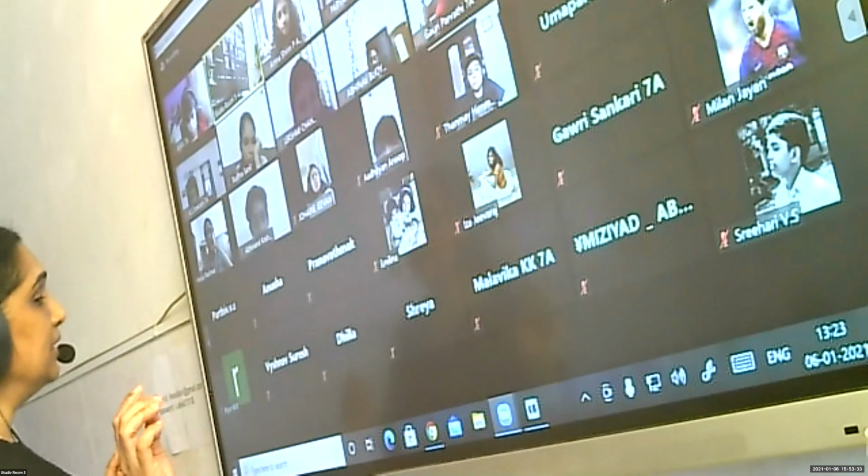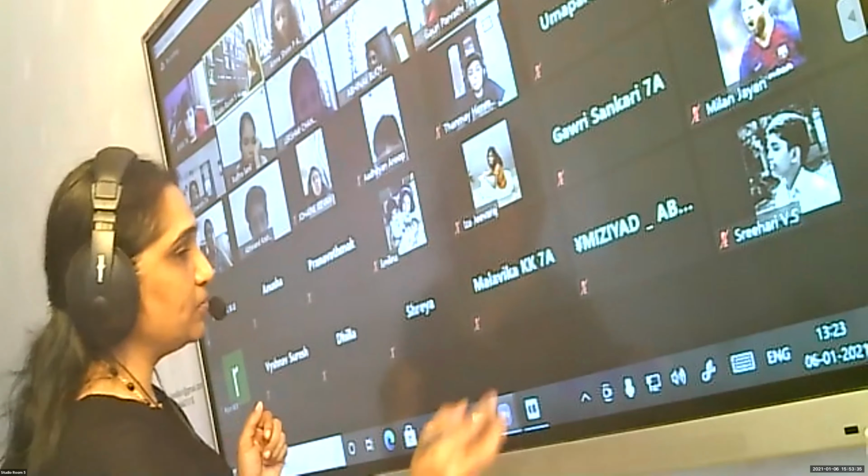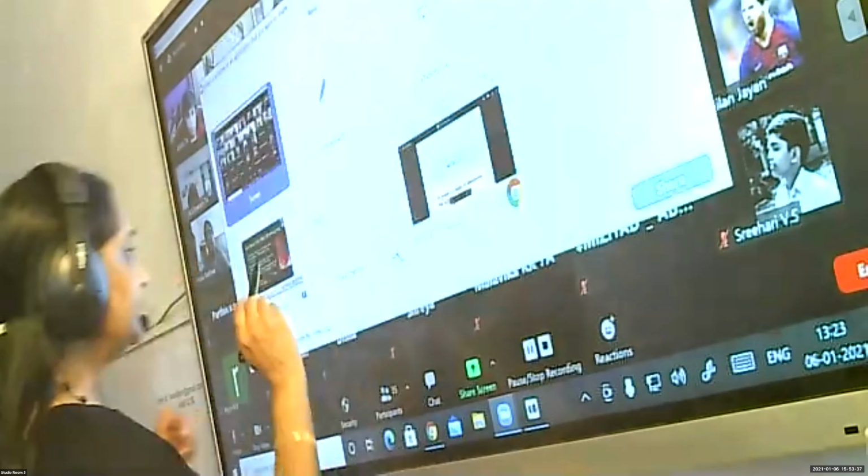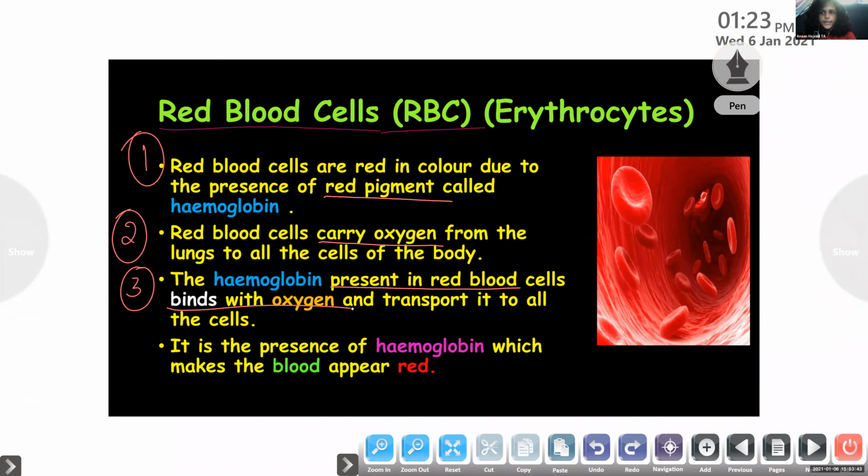Is it clear, children? Shall I move to the next point? The third point explained here is the function of hemoglobin. The hemoglobin present in red blood cells binds or holds oxygen and transports it to all the cells.